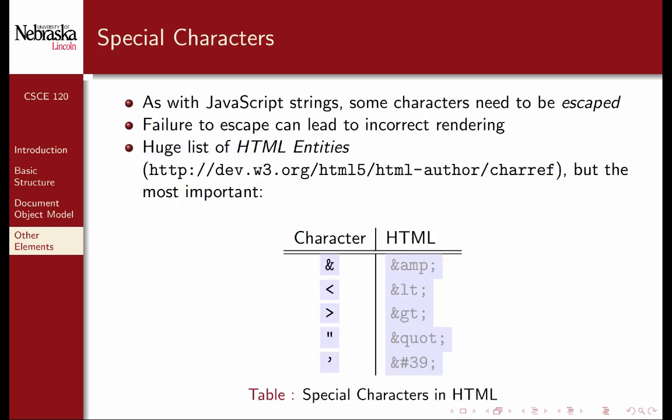Recall that in JavaScript and JSON, some characters needed to be escaped inside of strings. We have to do something similar with certain characters in HTML. Failure to escape certain characters can lead to incorrect rendering. There is a huge list of HTML entities available at this link, but the most important ones that we'll focus on are as follows. An ampersand must be replaced by an ampersand with AMP, short for ampersand, and a semicolon. The less than, the greater than, the double quote, and the single quote, likewise, should usually be escaped, using the following HTML entities.